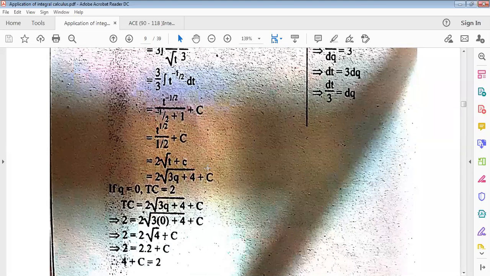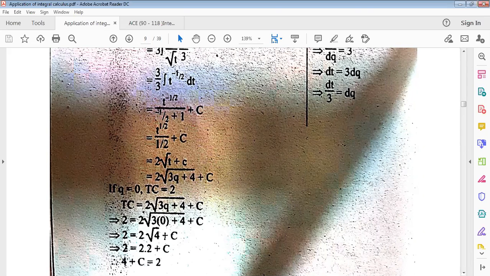You have to put the values 3q plus 4 at last. Then this is the integral constant. Okay, after integration you have to introduce a constant. Now if q equals 0, then total cost what? 2. Is it right? If there is no output, total cost was 2, because fixed cost was 2.